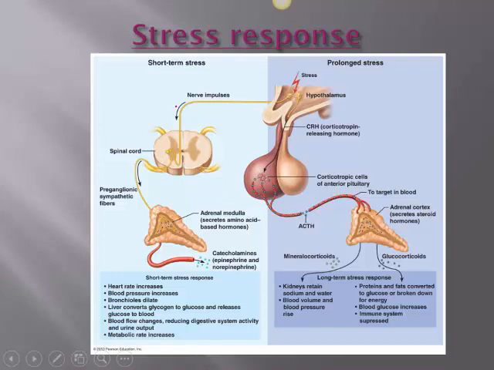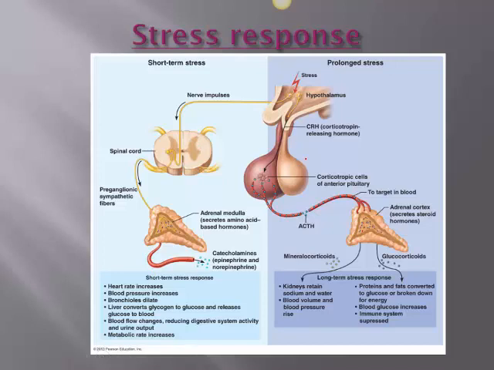Because nervous impulses come really fast, this comes from the sympathetic neurons through the nervous impulses and comes to the medulla, quickly releases epinephrine and norepinephrine, puts your body into that quick standby alert mode, and that's why this is a short-term response. This one takes a while, but it lasts much longer.